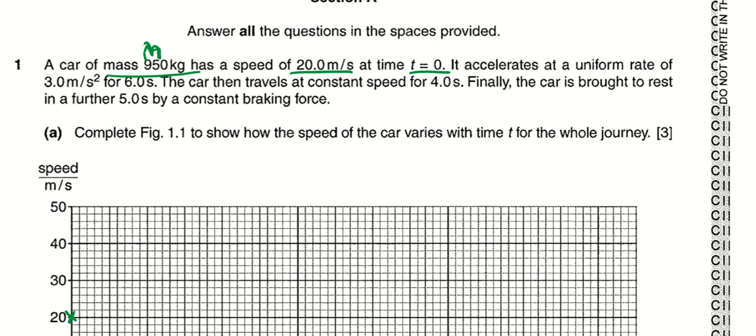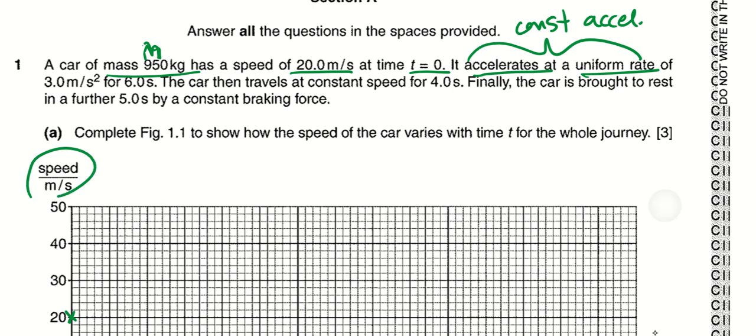Then they say it accelerates at a uniform rate. That means this is constant acceleration. What does it mean in a speed time graph? In a speed time graph, the gradient represents acceleration. So if the gradient represents acceleration, therefore, later, I'm supposed to draw a constant gradient graph for the starting part whereby it's accelerating.